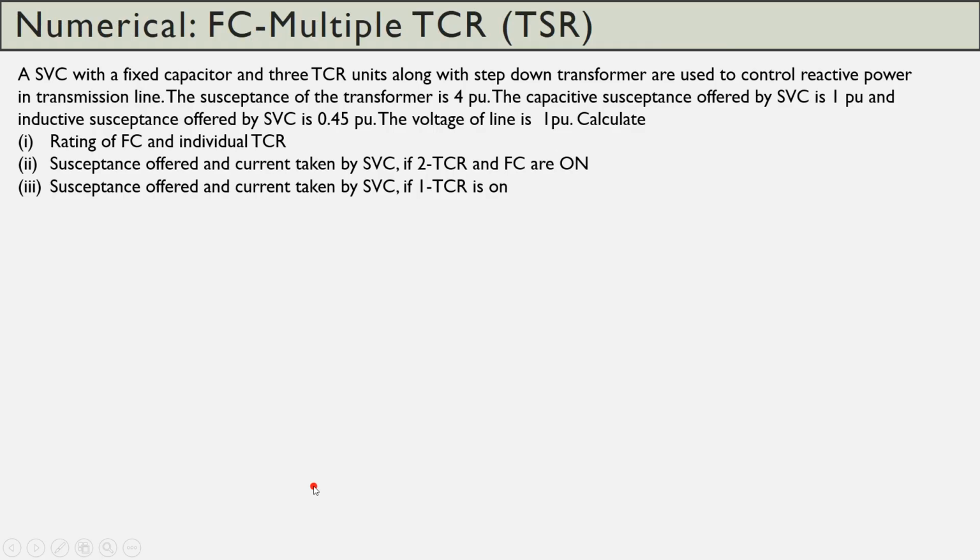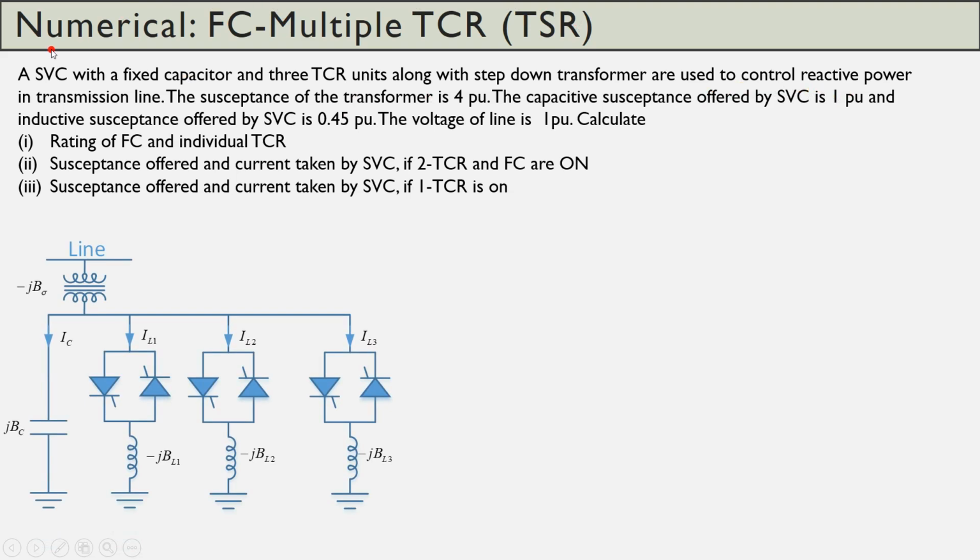SVC with the fixed capacitor and 3 TCR units along with the step down transformer are used to control the reactive power of the transmission line. So what is given in this problem? One SVC scheme having one fixed capacitor and 3 identical TCR units connected in series with the step down transformer is given.